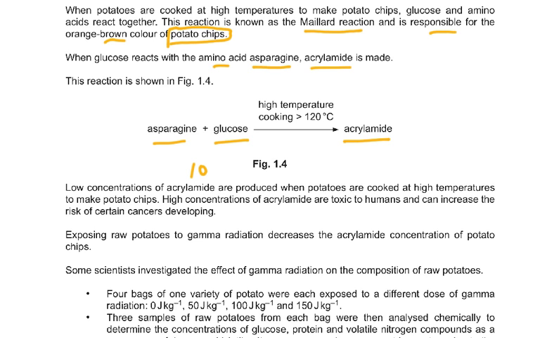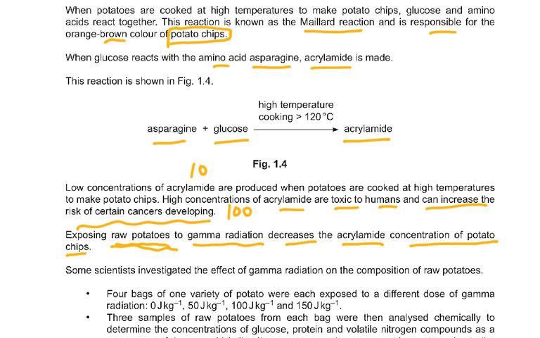Low concentration of acrylamide, say 10, are produced when potatoes are cooked at high temperatures to make potato chips. High concentration, 100, of acrylamide are toxic to humans and can increase the risk of certain cancers developing. So less acrylamide is formed at high temperatures to make potato chips, and high concentrations are toxic to humans. Exposing raw potatoes to gamma radiation decreases the acrylamide concentration of potato chips.